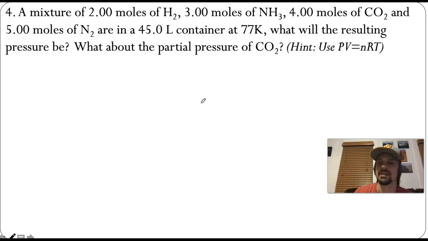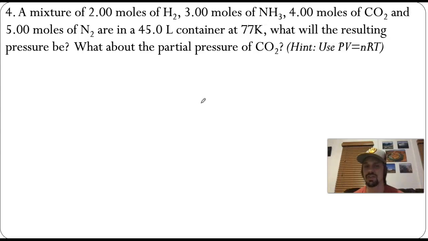All right, last example. PV equals nRT here, so it's going to be kind of adding last week's lesson to this week's. Here I have a mixture of 2 moles of hydrogen, 3 moles of ammonia, 4 moles of carbon dioxide, and 5 moles of nitrogen. They're in a 45-liter container at 77 Kelvin. What will the resulting pressure be?